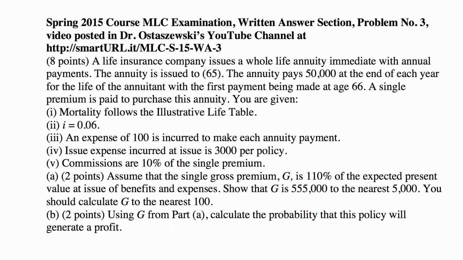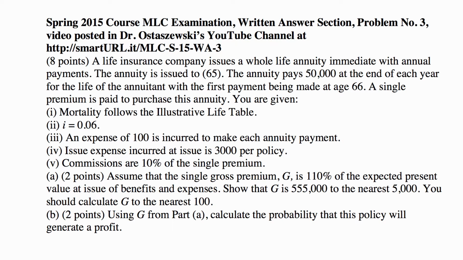We have a life insurance company that issues a whole life annuity immediate with annual payments. The annuity is issued to a 65-year-old. The annuity pays $50,000 at the end of each year for the life of the annuitant, with the first payment being made at age 66, at the end of the year, so that's when the person turns 66. A single premium is paid to purchase this annuity.